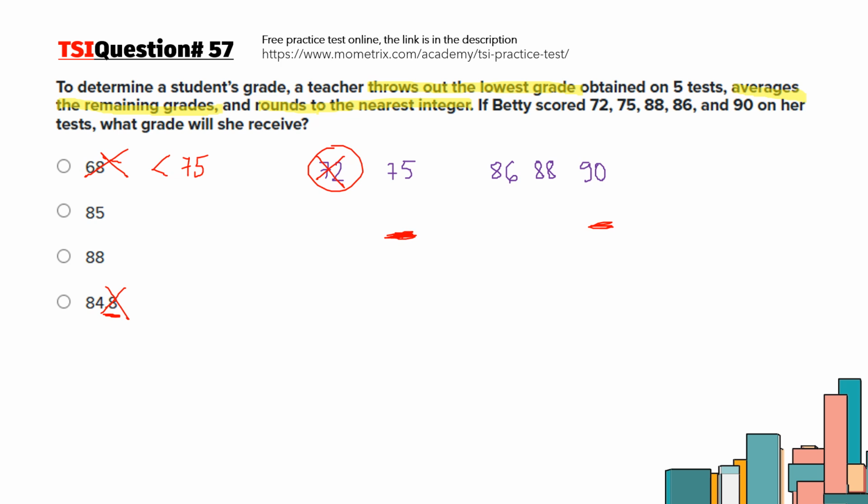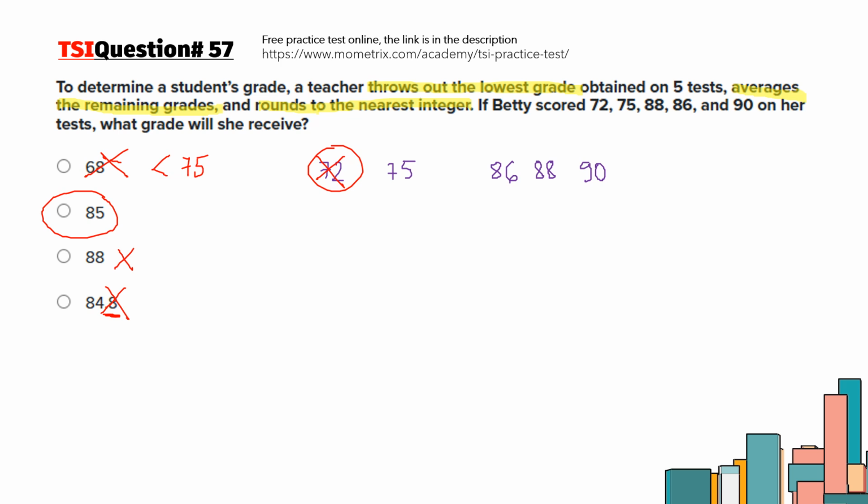If we look at it more, we'll see a lot of grades are in that group, because the difference between 75 and 86 is quite far. So 88 cannot be the average. I can just eliminate this one by looking at it and choose this one as the answer. However, we can do it step by step. So let's do it.